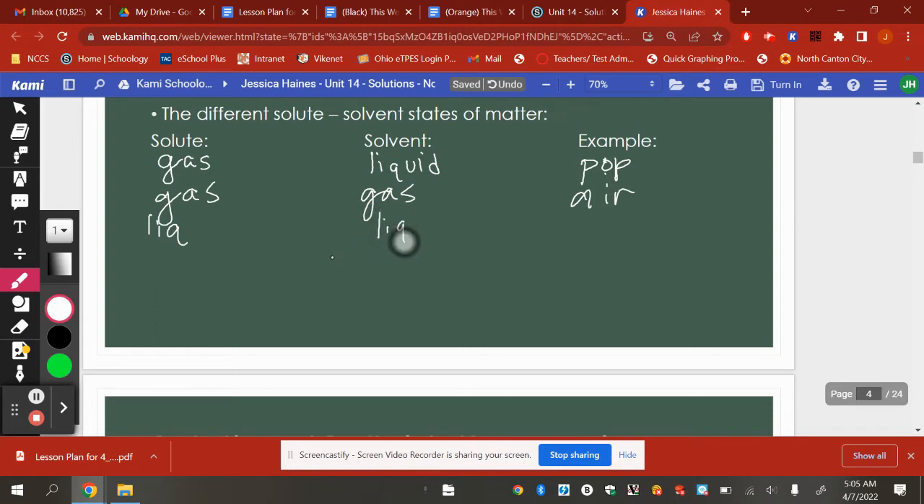Okay, so another example, or another state of matter combination, would be liquid solute. The thing that's getting dissolved is dissolving into a liquid. So an example of a liquid dissolved into a liquid, for example, would be alcohol in water.